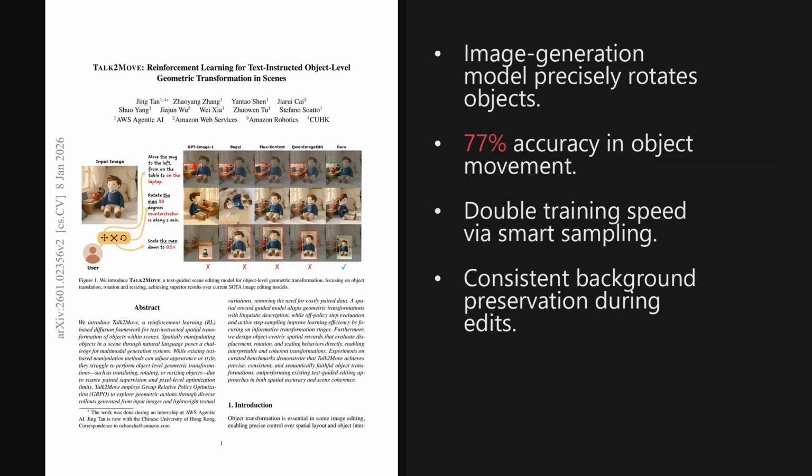I'm Alex. Today we're looking at a paper trending on X, published on January 5th, 2026, about 6 days ago. It introduces Talk2Move, the first reinforcement learning framework that successfully handles precise object-level geometric transformations, like rotating or resizing specific items in a scene, solely through text instructions. The paper is titled Talk2Move, Reinforcement Learning for Text-Instructed Object-Level Geometric Transformation in Scenes. And as we'll see later, the method achieves significantly better accuracy and scene consistency compared to current state-of-the-art models.